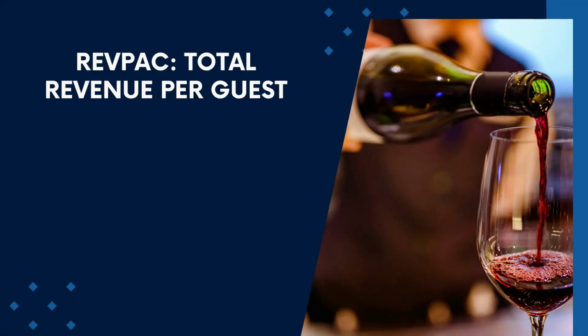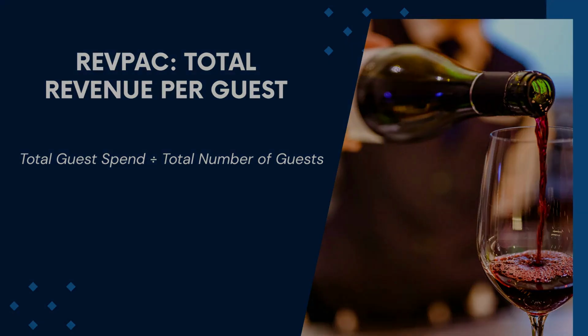RevPAC, total revenue per guest. Sometimes the guest spends more on wine than the room. That's where RevPAC comes in. Total guest spend divided by total number of guests. This includes everything: spa, food, parking. It's great for seeing how well your upsells and extras are working. Now, pro tip: if your RevPAC is low, you've got upsell opportunities. Train staff to offer wine pairings, add an in-room massage, and you'll be surprised at how many people say yes, just if you ask.